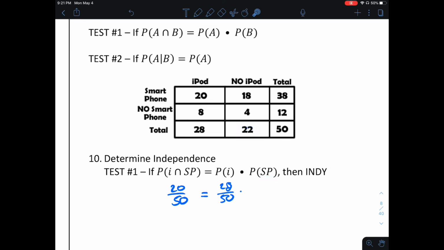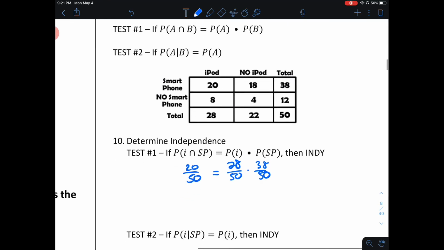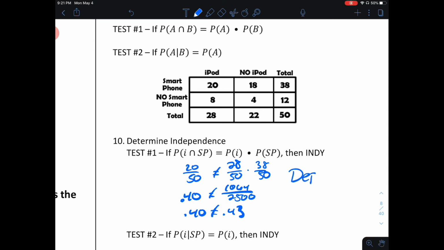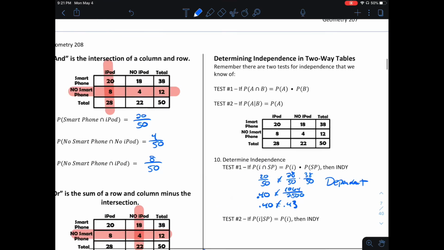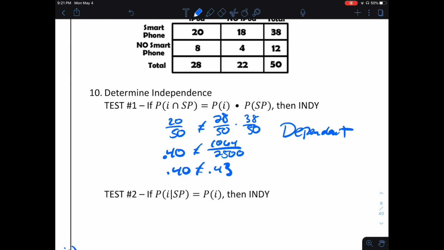That's 38 out of 50. Are these 2 fractions equal? 20 divided by 50 is 0.40. 28 times 38 is 1,064 over 2,500, and that is 0.43. These numbers are not equal, therefore these are dependent events. They are not independent, because that wasn't true.